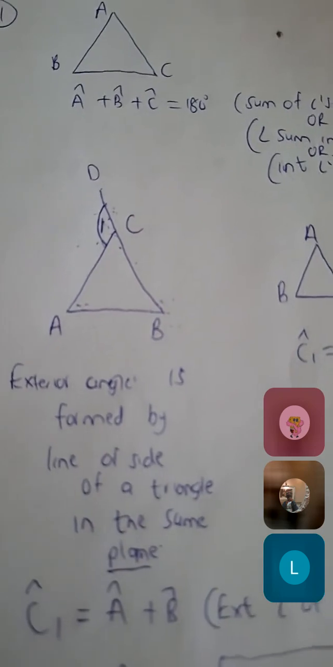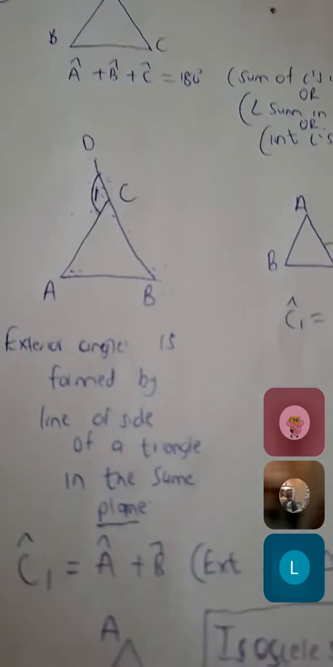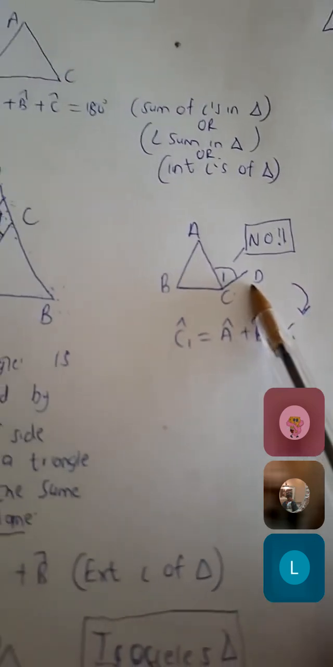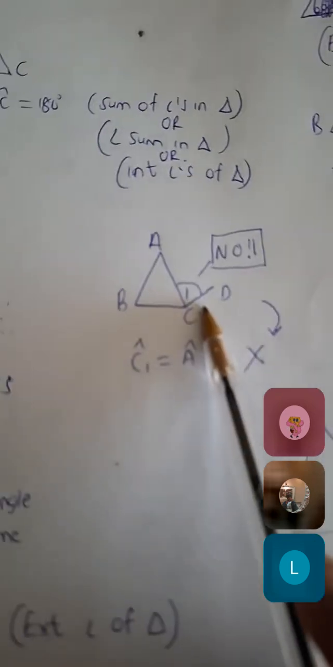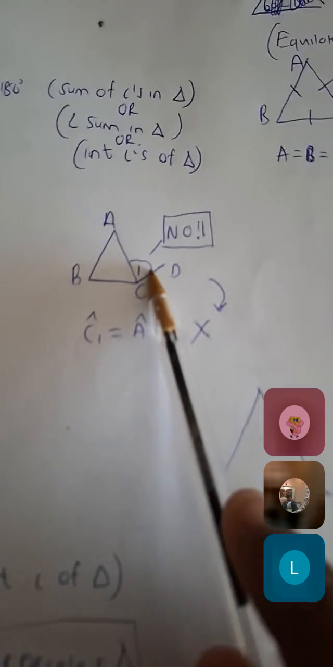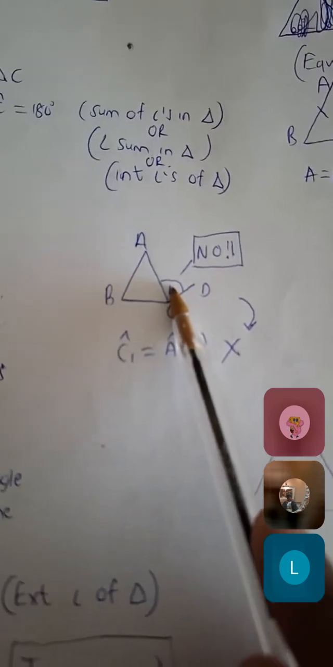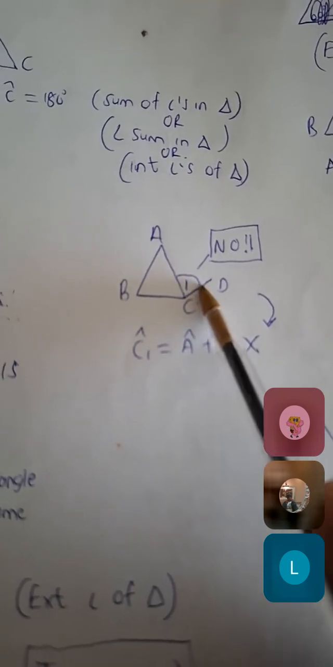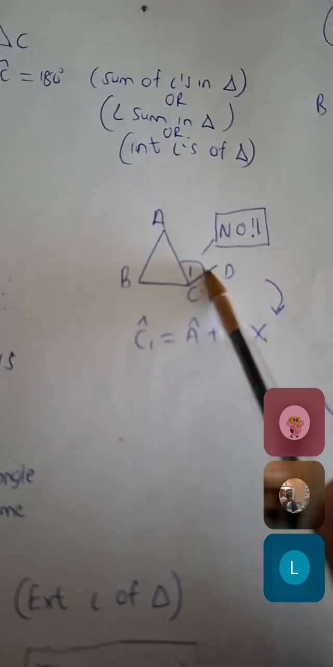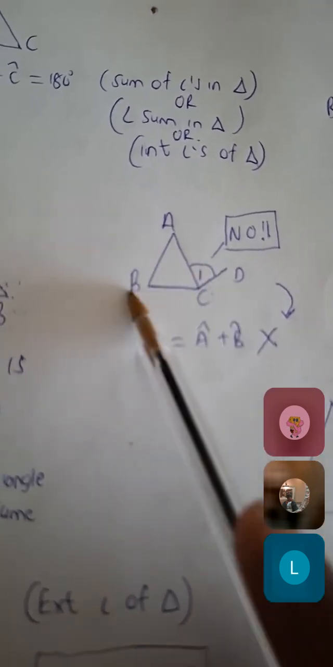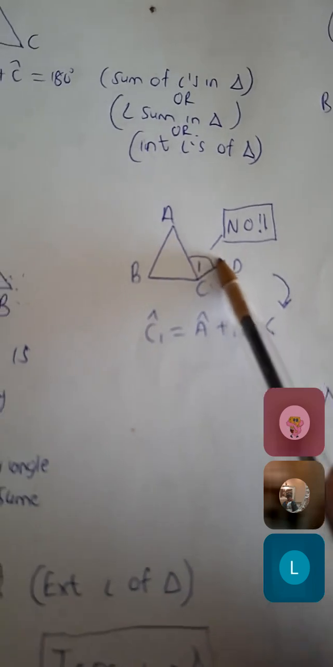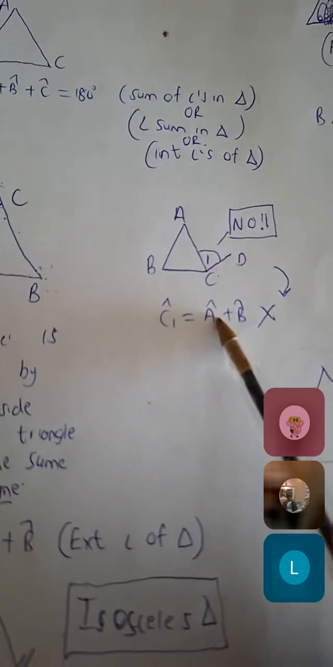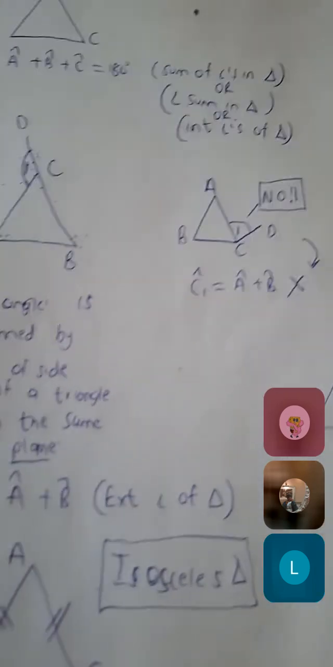Okay, so that's just something that I love emphasizing, because it's amazing how many times learners conclude that. They look at this diagram, they're like, angle C1 is equal to angle A plus angle B, and you're like, no way, this angle is not formed as an exterior in line with the side of the triangle. So we can't therefore say that C1 is equal to angle A plus angle B in this situation.